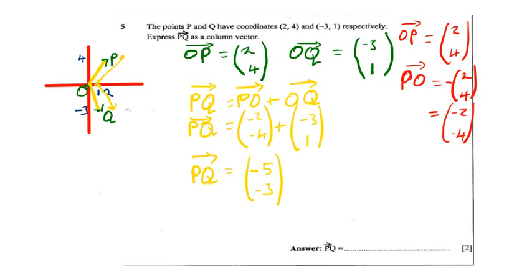So do not forget they have even written for you PQ is equal to, you just say negative 5 and negative 3, like that. So I hope we have understood how we go about this question.